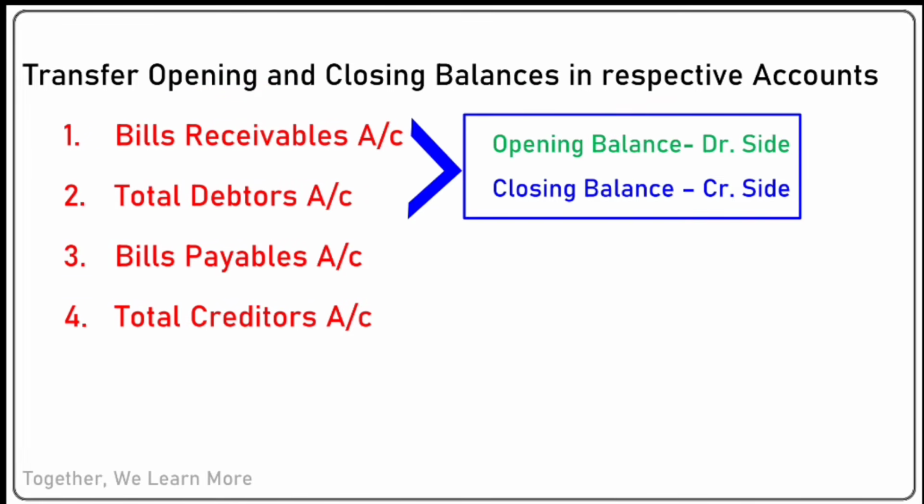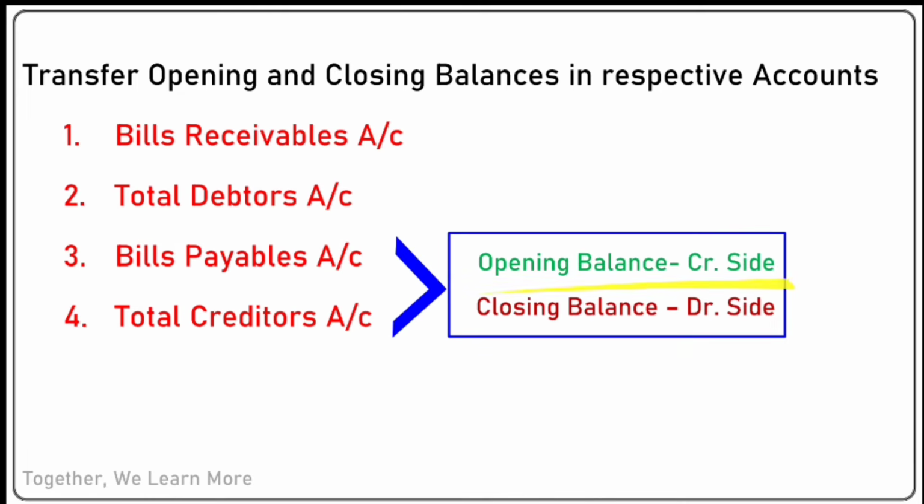So bills receivable and debtors opening will be on the debit side, closing on the credit side, as both are assets. Assets have debit balance, liabilities have credit balance. So bills payable and creditors have opening balance on credit side, closing balance on debit side.